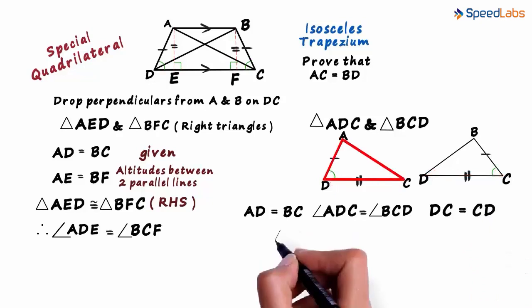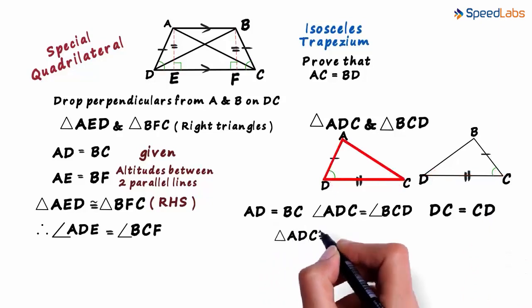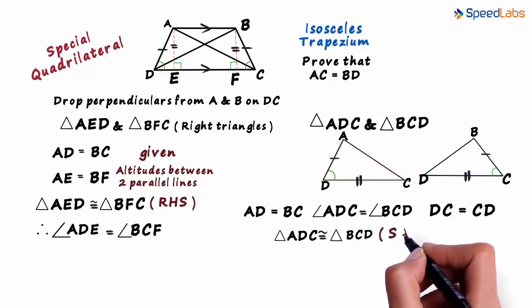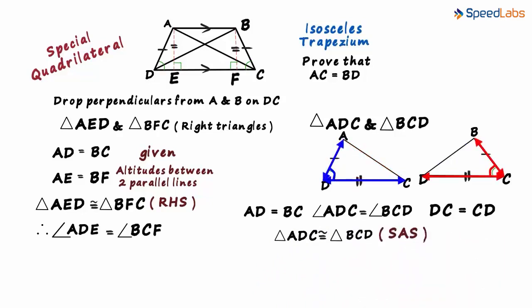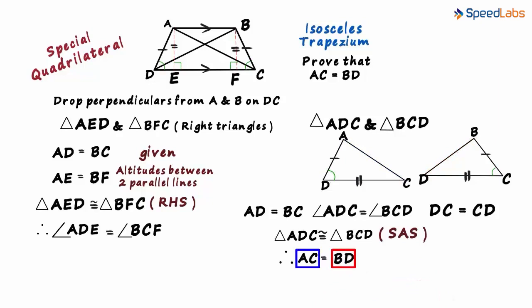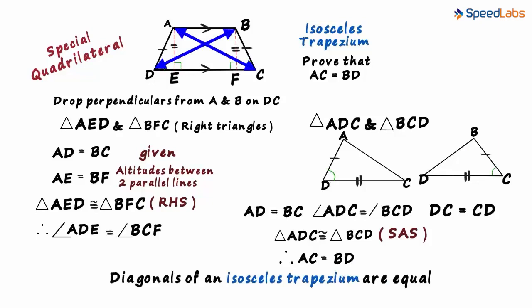So triangle ADC is congruent to triangle BCD. We use the SAS or side angle side condition to prove it. We can say that AC is equal to BD as they are corresponding sides of congruent triangles. We have proved what we were asked to. But what exactly did we prove? We proved that diagonals of an isosceles trapezium are equal.